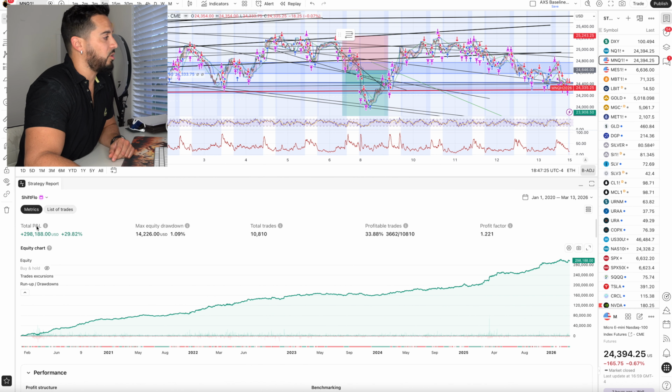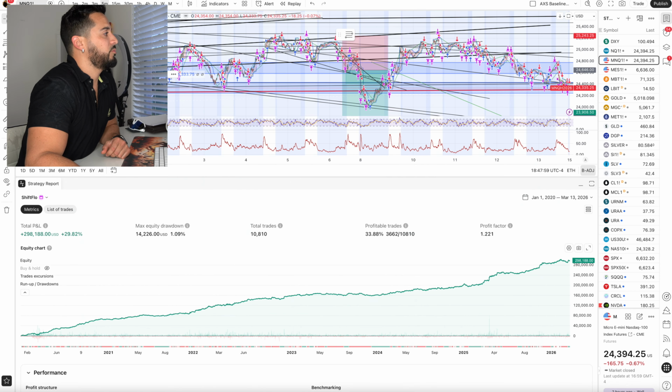This system is called the shift flow, and this is our second system. This one does take more trades. As you can see, total trades here is going to be a lot more than the previous one I just showed you. This one has a higher chance of winning, 33.88%. It also does win more when it wins. It usually gets about 3x risk to reward per trade, and here's the profit factor. There we have the shift flow.